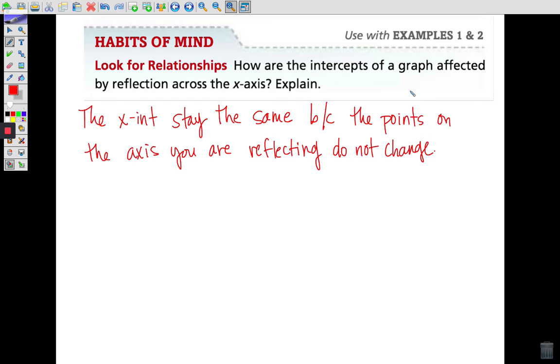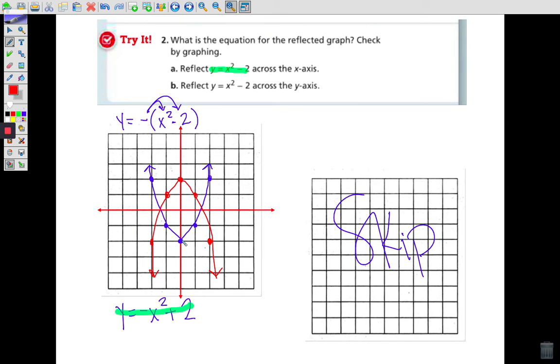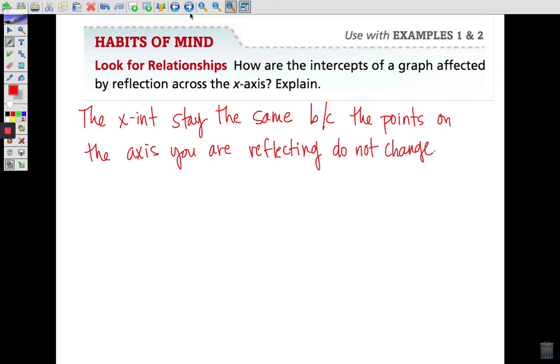If we look at our y-intercepts, it started out at -2, then it went to +2. So our y-intercepts are opposite of one another. So I'm going to say the y-intercepts are opposite one another.